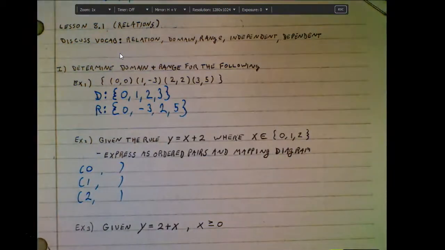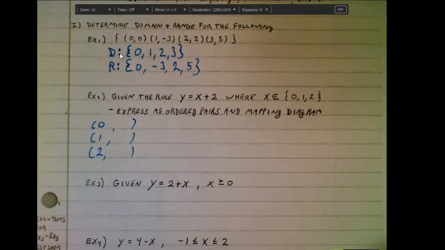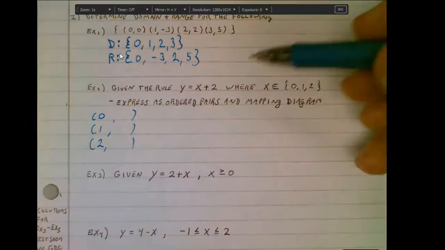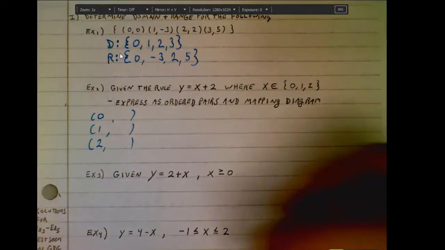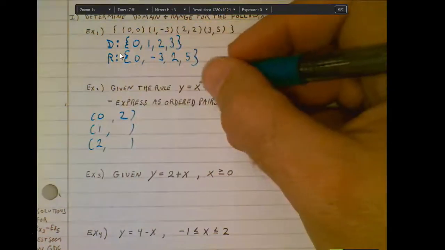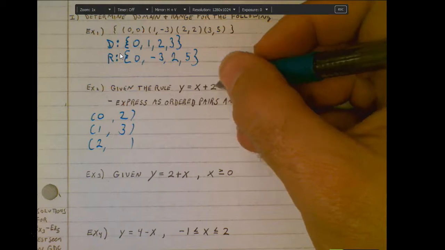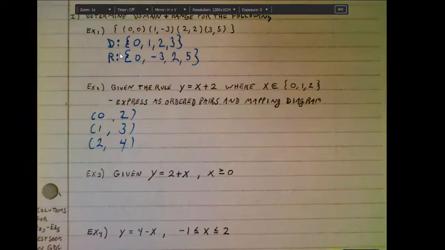And as far as getting the y values to go with them, we're just going to plug those into the function in order to get the y values. So if I plugged in a 0, well, we know 0 plus 2 is 2. If I plugged in a 1, the result would be 3. And if I plugged in a 2, the result would be 4. And so that's how it would look as ordered pairs.